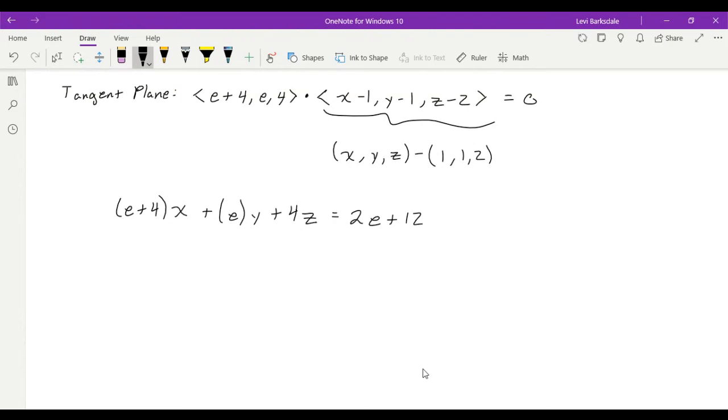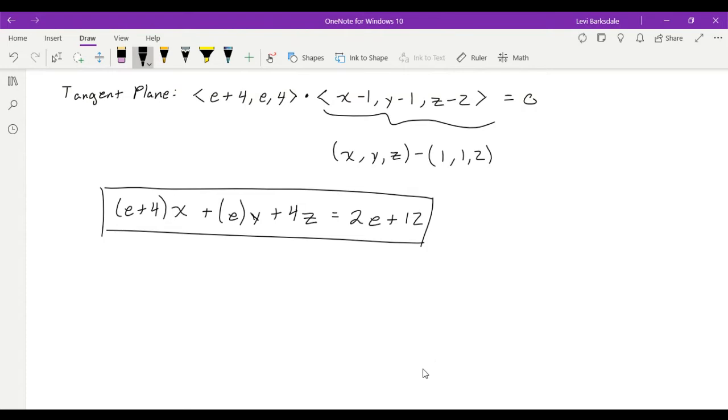I did the last couple of steps all in one go, where I basically moved all of my constant terms over to the right-hand side. That would be your final answer.